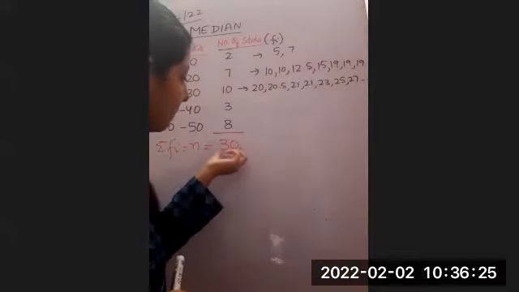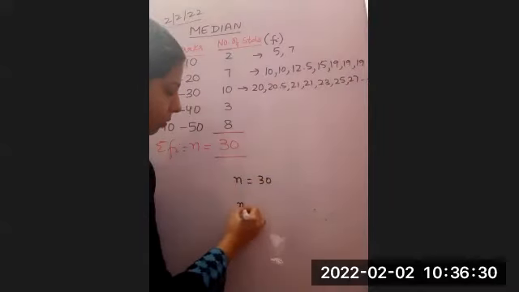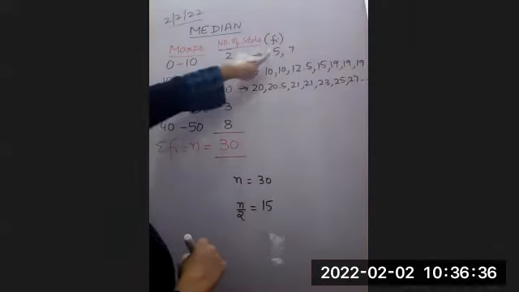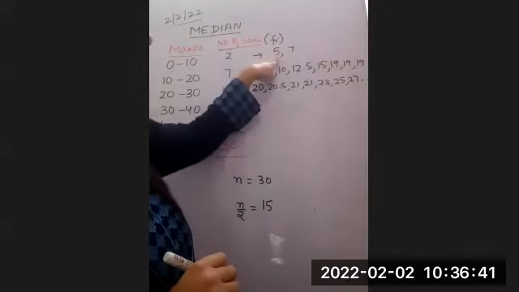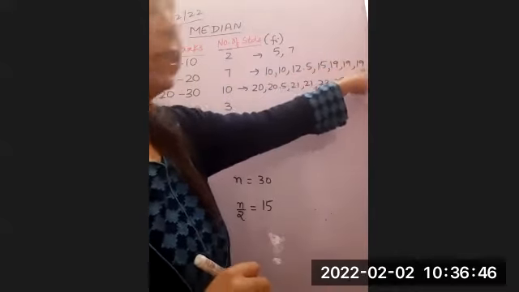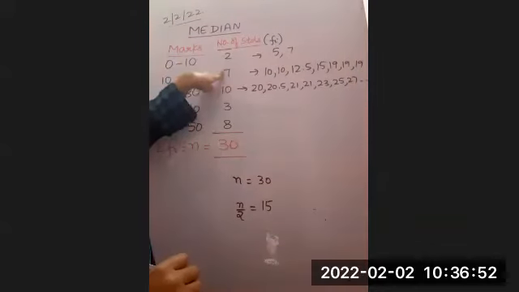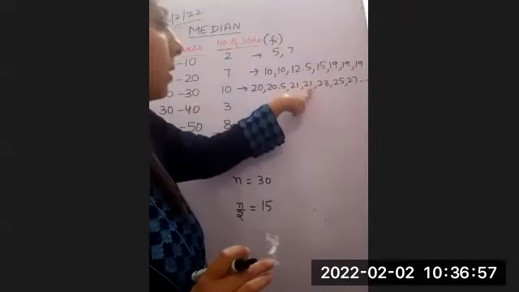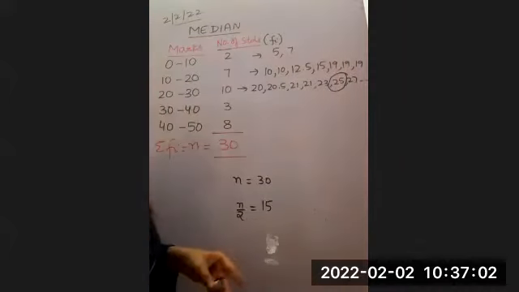I have to look at the middlemost value. Since n is 30, what would be n by 2? 15. Now, which will be the 15th entry, children? Could you please tell me? 1, 2, 3, 4, 5, 6, 7, 8, 9. Till here, how many entries are occupied? 9, which is 2 plus 7, 9 entries. Then 10, 11, 12, 13, 14, and here comes 15. So what would be my answer?